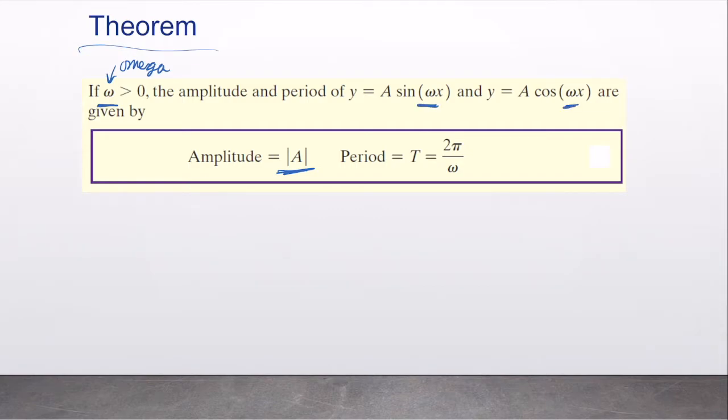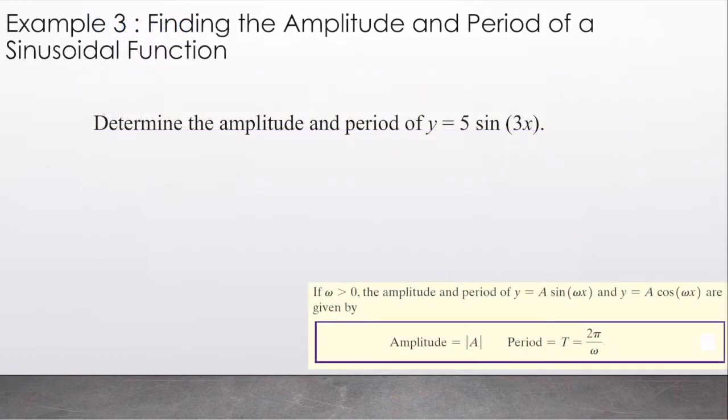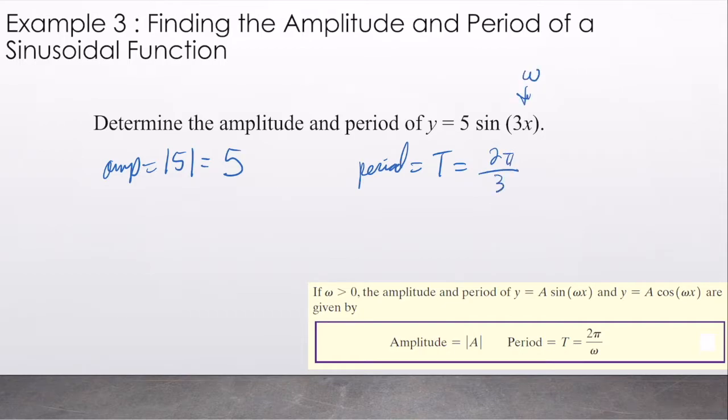So let's go ahead and calculate the amplitude and period of this function. I have y equals 5 sine of 3x. So my amplitude, I'm going to shorten that to A and P, is the absolute value of 5, which is 5. Our period, which I need to get used to denoting as capital T, is 2 pi over omega, which in this case is 3. So our amplitude is 5, but our period is 2 pi over 3.